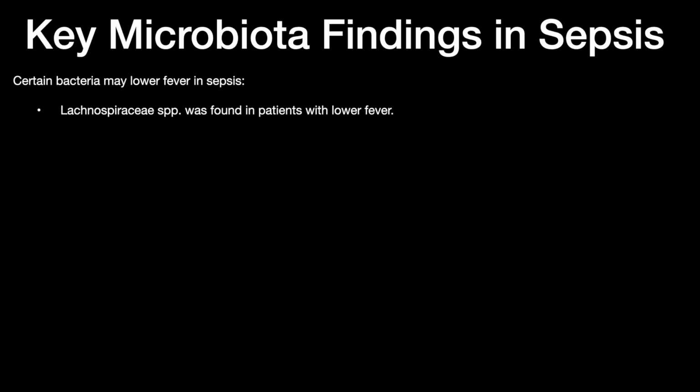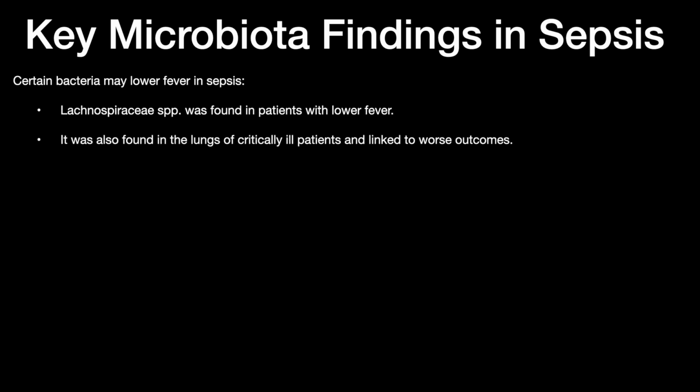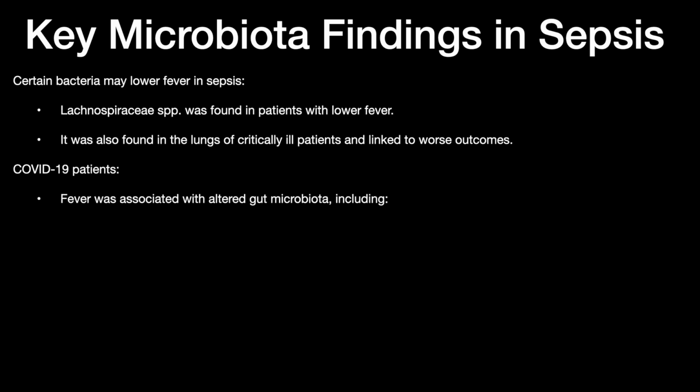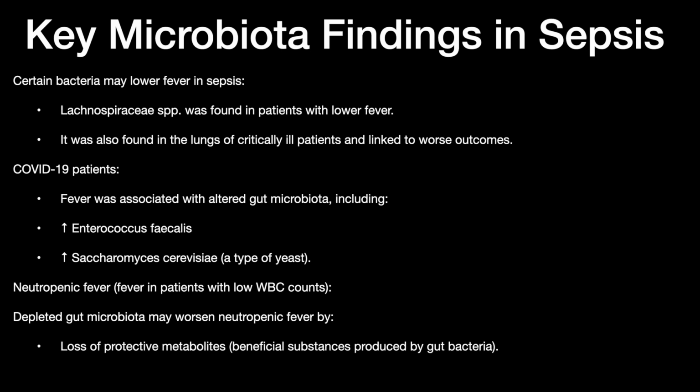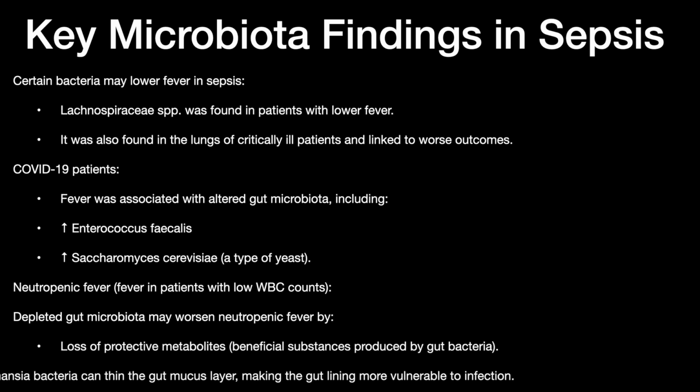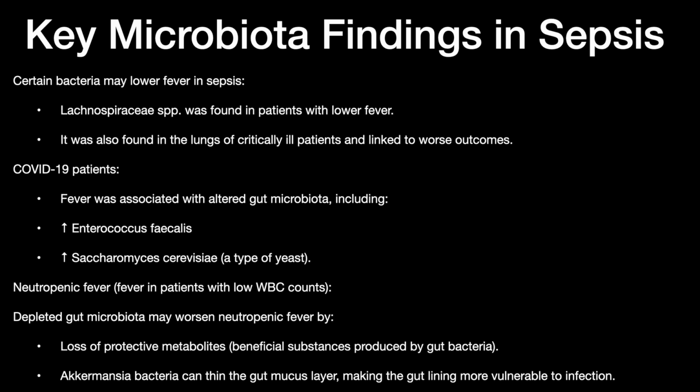So what were those key findings? Lachnospiraceae was found in patients who had lower fever. It was also found in lungs of critically ill patients and linked to worse outcomes. Regarding COVID-19 patients, fever was associated with altered gut microbiota, including increased Enterococcus and Saccharomyces. In neutropenic fever, that is fever in patients with low WBC count, depleted gut microbiota may worsen the neutropenic fever by loss of protective metabolites, and the Akkermansia bacteria may thin the gut mucosal layer, making the gut lining more vulnerable to infection.